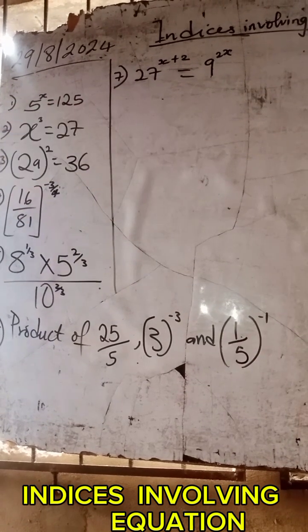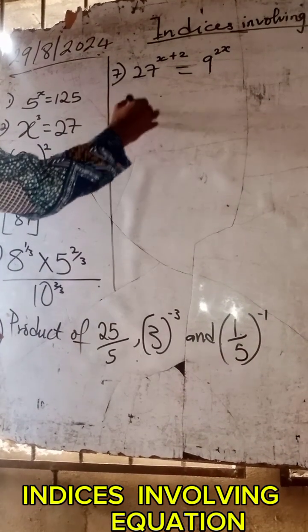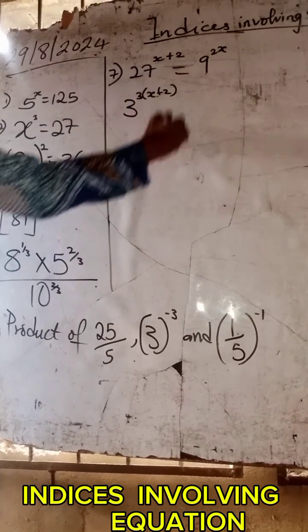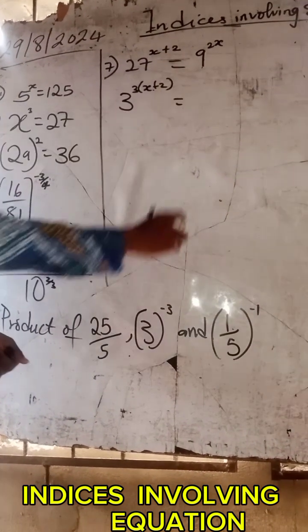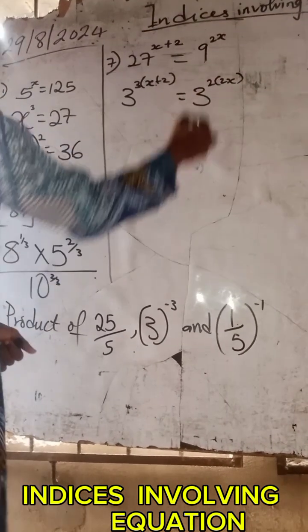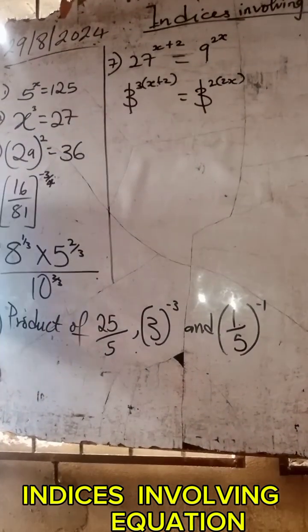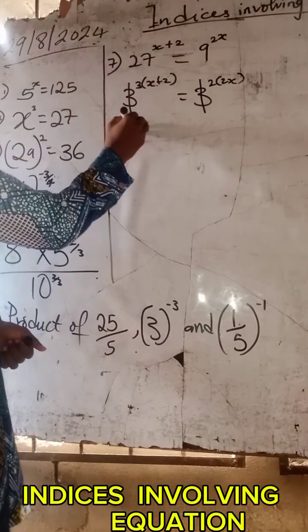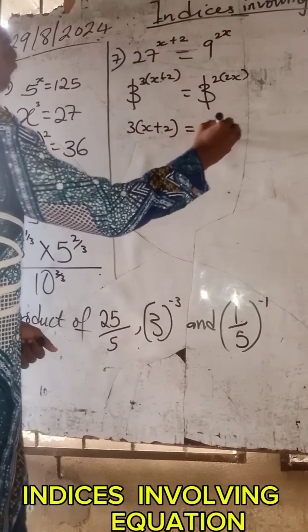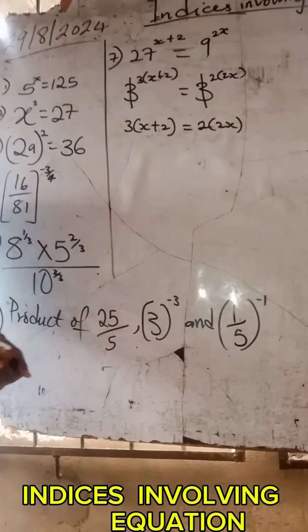We convert this to index form. This is simply 3 raised to the power of 3(x plus 2). Then we do the same thing here. We turn 9 to index form, which is 3 raised to the power of 2(2x). Then we cancel the base. So the power will give us 3(x plus 2) is equal to 2(2x).